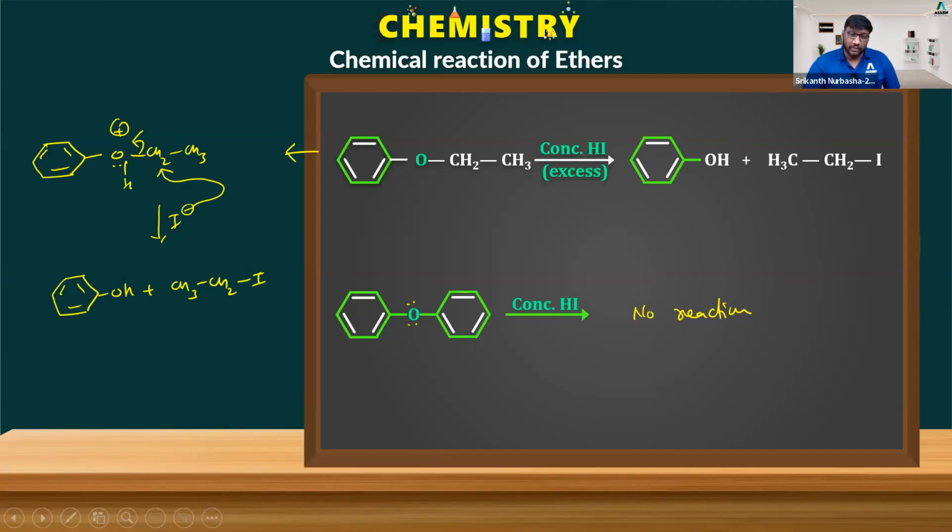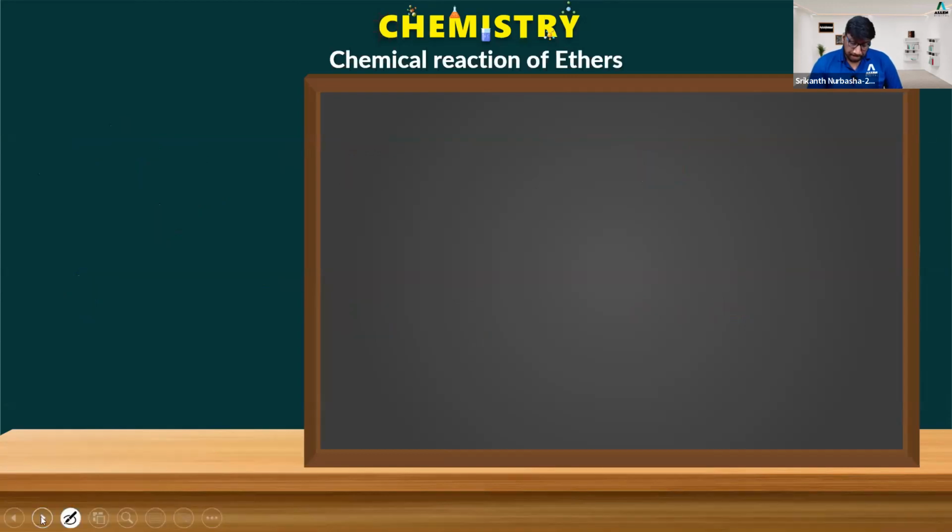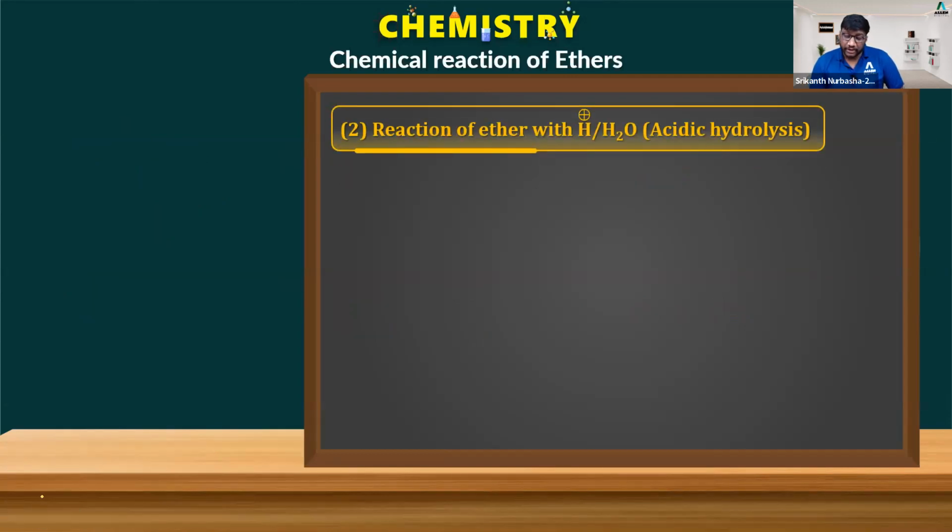Right, students, let us proceed further. Reaction of ether with H plus in the presence of H2O. Same again, H plus in the presence of H2O. Earlier we have taken HI, right? So here H plus in the presence of H2O. What is going to happen is first the lone pair of electrons on oxygen will attack H plus to form the oxonium ion, or protonated ether.